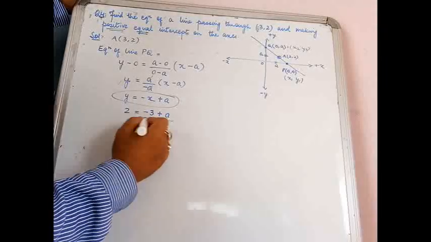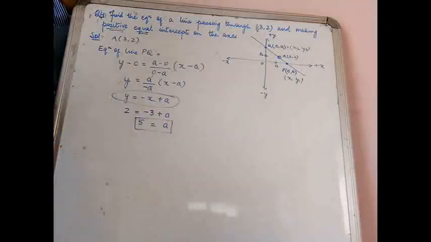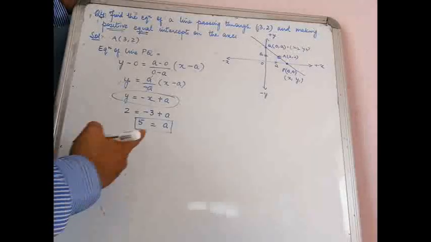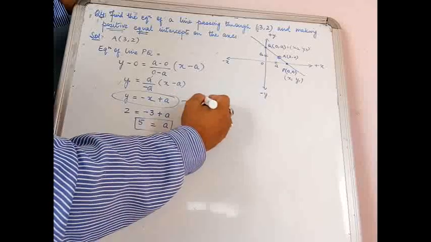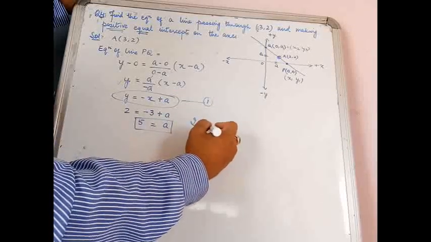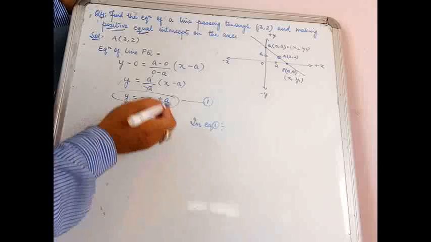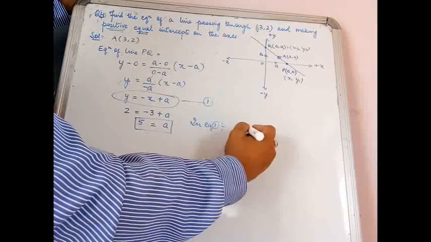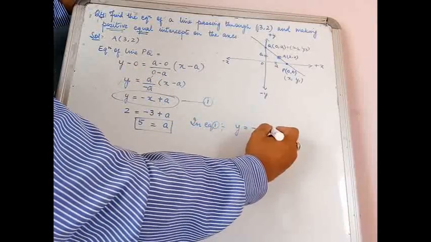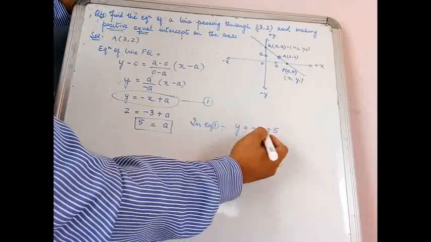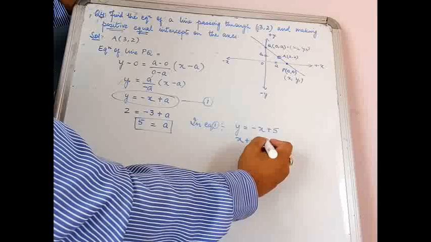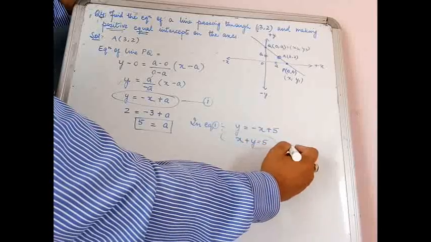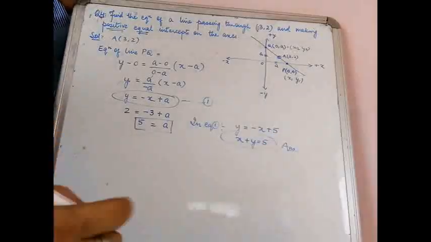We have the value of A as 5. So the moment we get the value of A as 5 in equation 1, we can simply put it back. So we will have Y is equal to minus X plus 5, or you can take minus X to the left side, it will become plus X. X plus Y is equal to 5 is my final answer.